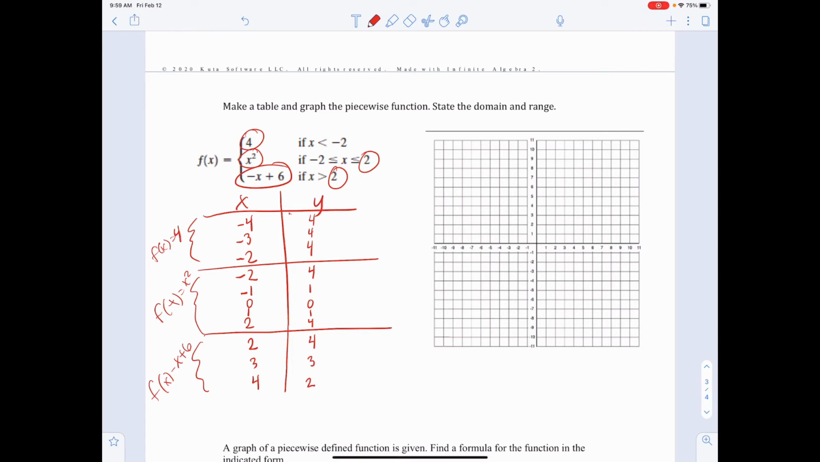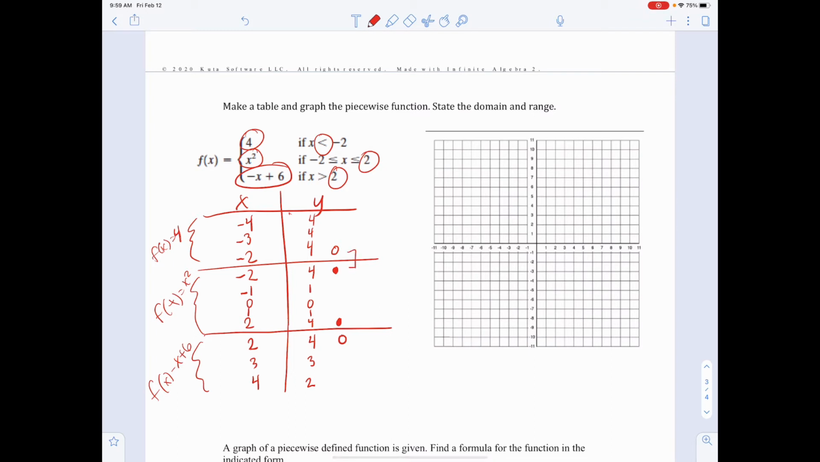Okay, so now we need to decide what the open circle is. So for this one, we need to decide between these two. Well, the top one is x less than negative 2, so it doesn't include negative 2, so this value is going to be an open circle. And then the second function includes negative 2, so it's going to be a closed circle. And then this 2 is a closed circle because it's included in that function and it's not included in the next function. So that's what you need to graph.